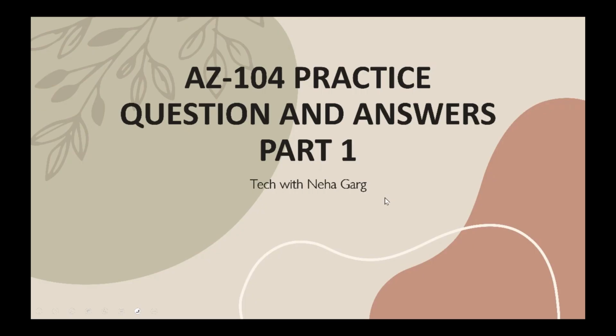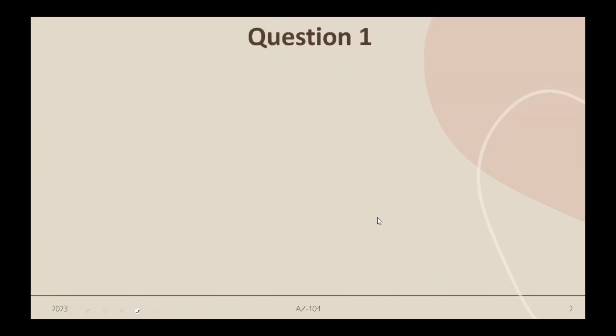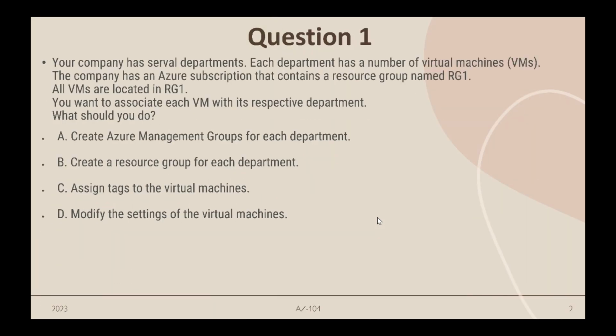AZ-104 practice questions and answers, part 1. Let's look into question number one. It says your company has several departments. Each department has a number of virtual machines. The company has an Azure subscription that contains a resource group named RG1. All VMs are located in RG1. You want to associate each VM with its respective department.